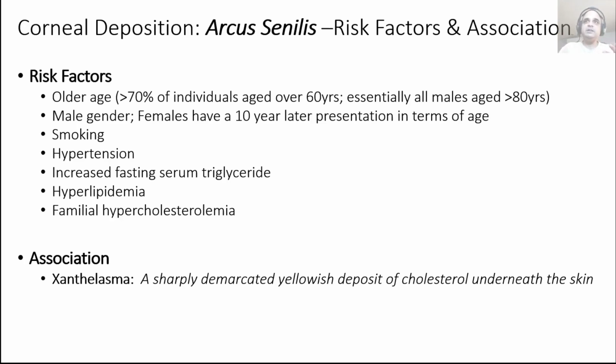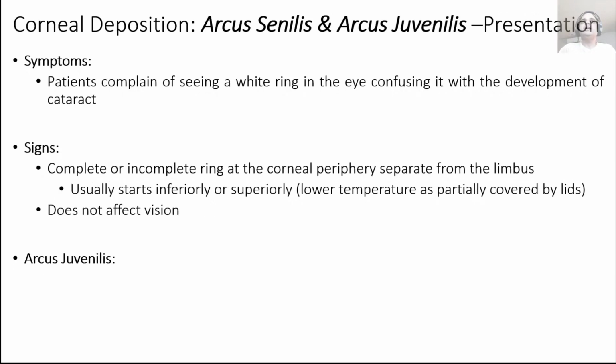It is also associated with xanthelasma. I'll show you a picture, and I'm sure you know what a xanthelasma is. It's a sharply demarcated yellowish deposit of cholesterol underneath the skin. So you see xanthelasma together with arcus senilis pretty frequently. In terms of presentation, it's usually a white ring that the patient starts complaining of. They say, I see a ring in my eye, and they usually tend to confuse it with a cataract because it's white in color.